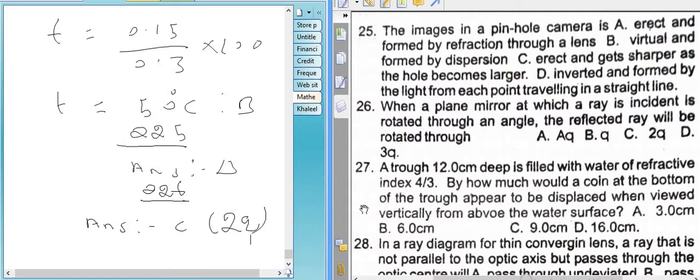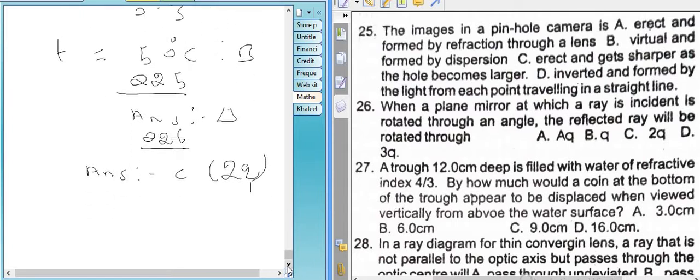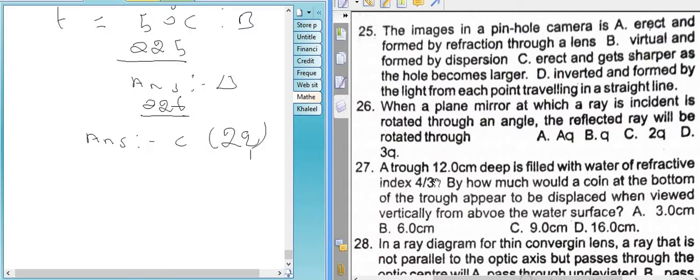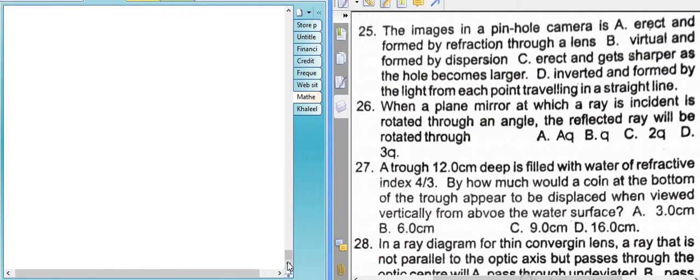Then question 27. A trough 12 cm deep is filled with water of refractive index 4/3. By how much will a coin at the bottom of the trough appear to be displaced when viewed vertically from above the water surface? So now let us solve this question.